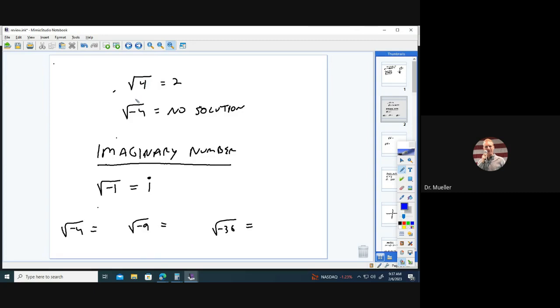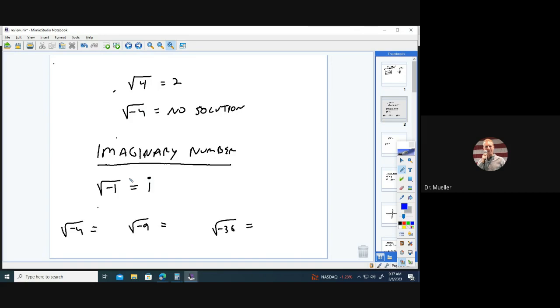that when we take the square root of a negative number, it's typically no solution because two negative numbers multiply to a positive, and of course, two positive numbers multiply to a positive. So we typically don't have any solution to the square root of a negative number. But in mathematics, they introduced the concept of an imaginary number, which defines the square root of negative 1 to be i. So the square root of negative 1 is going to be defined to be i. And from this, it creates a whole new world of numbers.